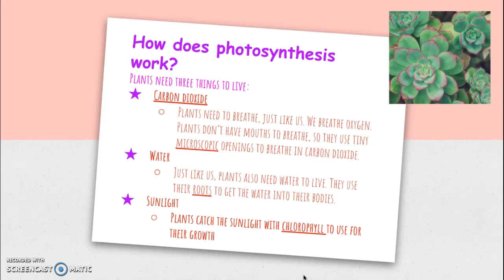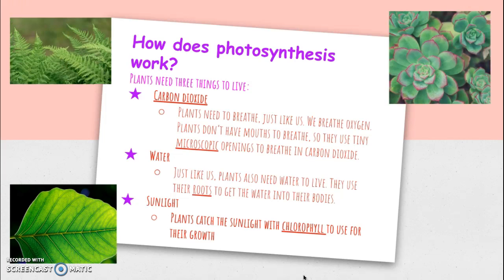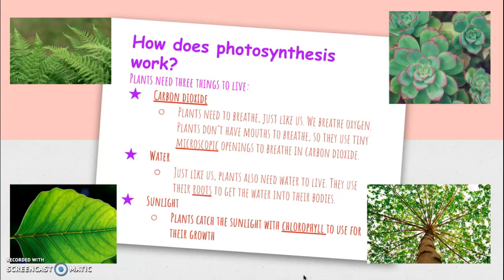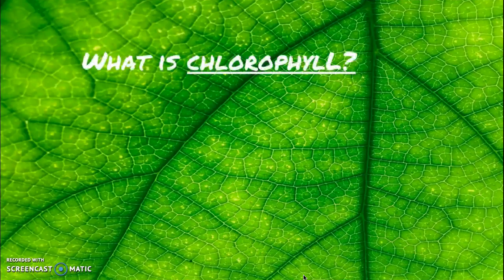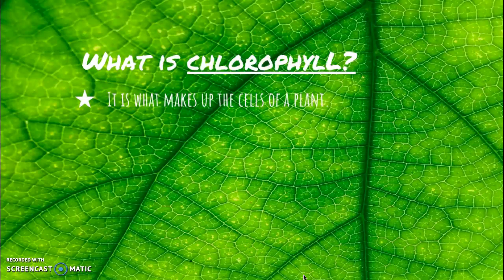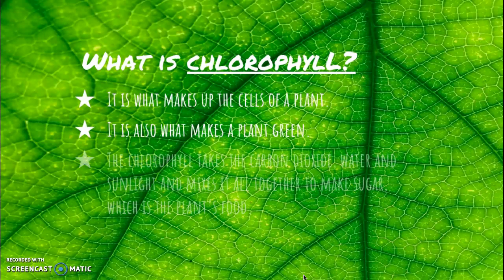Plants catch the sunlight with chlorophyll to use for their growth. So what is chlorophyll? All those pretty plants there? Let's take a look. What is chlorophyll? We can see this big leaf here, right? Can we see the chlorophyll? Well, chlorophyll is what makes up the cells of a plant. Can we see the cells? No, we can't see them. They're microscopic, right? Chlorophyll is also what makes the plants green.